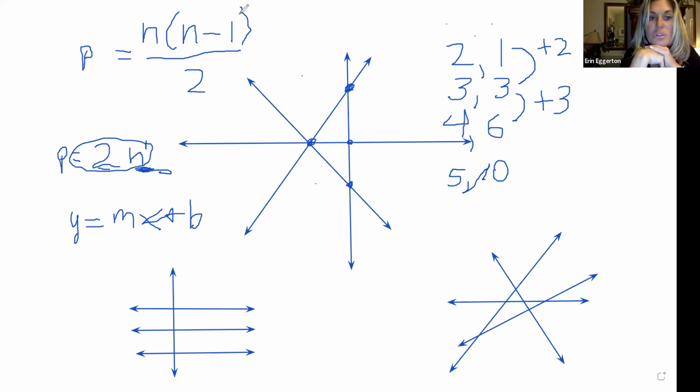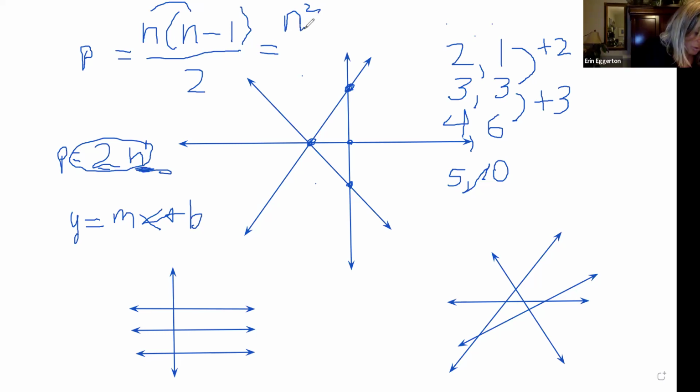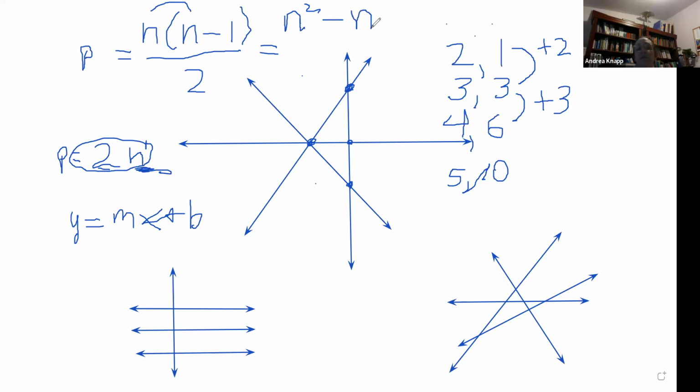So when I'm playing with my numbers here, I want to be thinking about an n squared or an n cubed or something. So if I multiply this out, n times n is n squared. N times 1 is n. So n times -1 would be -n over 2. So that's explaining to me why we have a squared here, is that it's not just going up by the same amount every time.